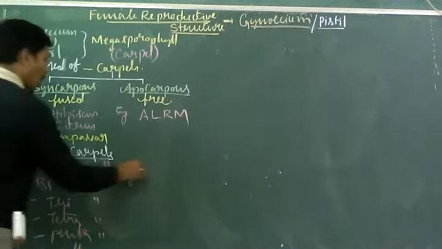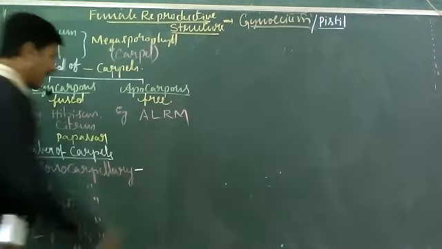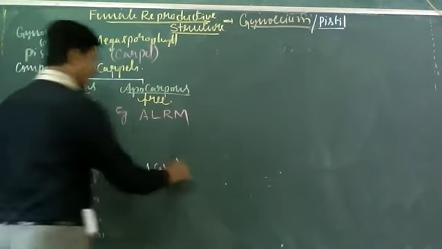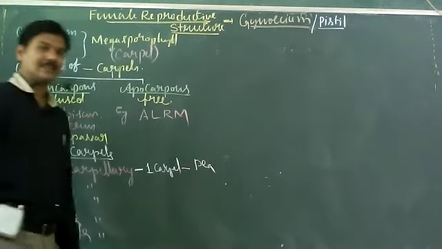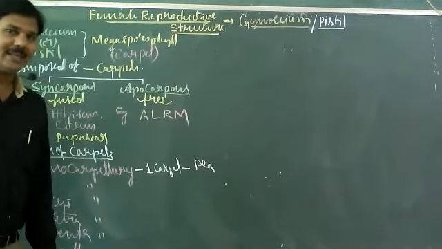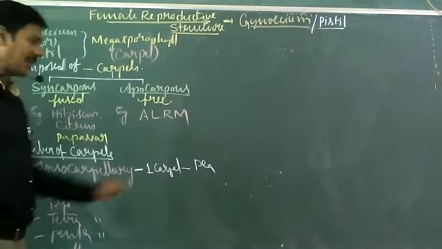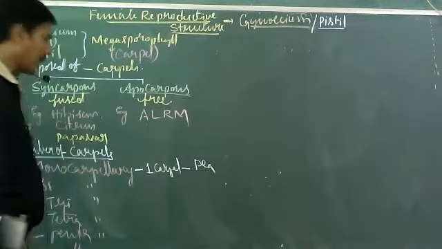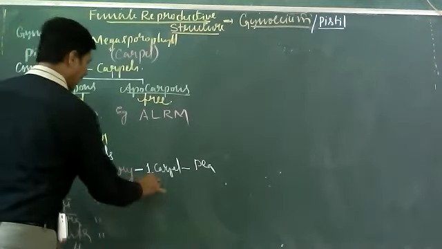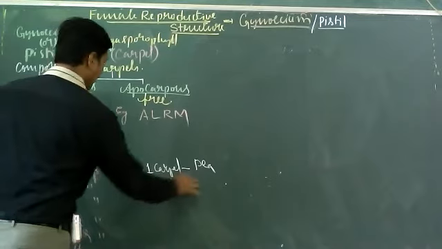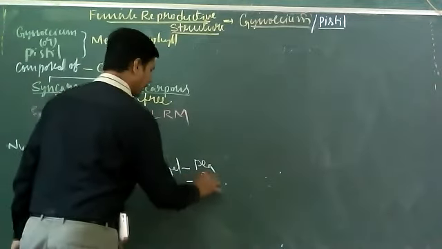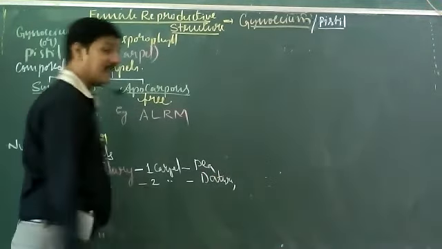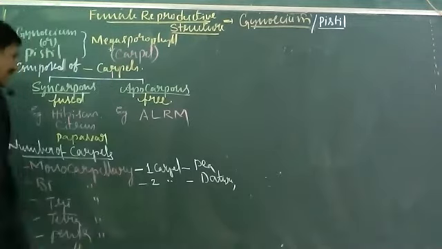So monocarpellary, only one carpel is there. Example, pea, bean, groundnut. So all the pulses. Only one chamber, one carpel. Bicarpellary, maybe two carpels here. Maybe example we can say datura, even brassica, mustard, all.